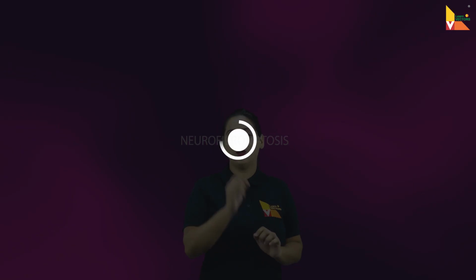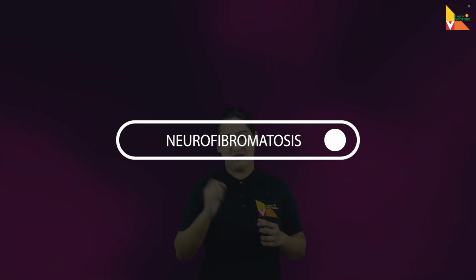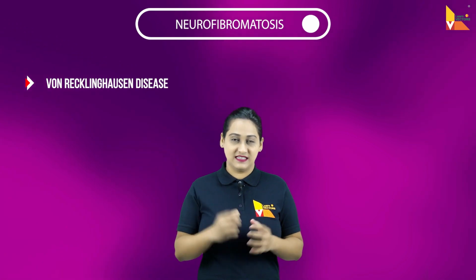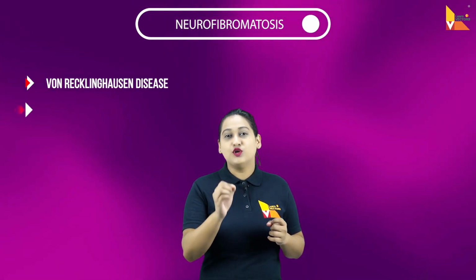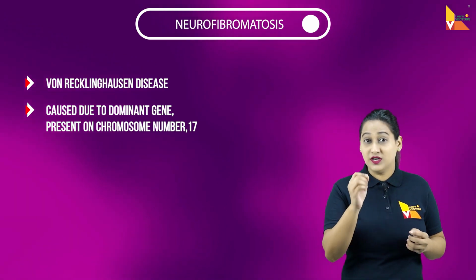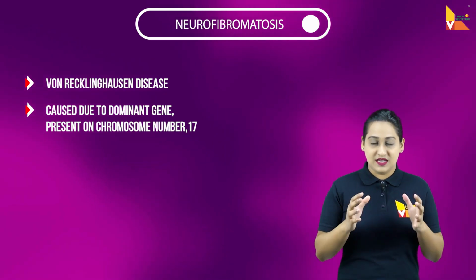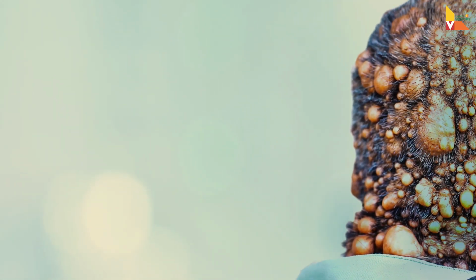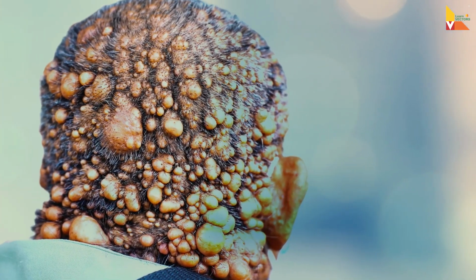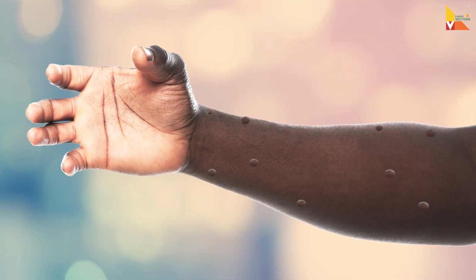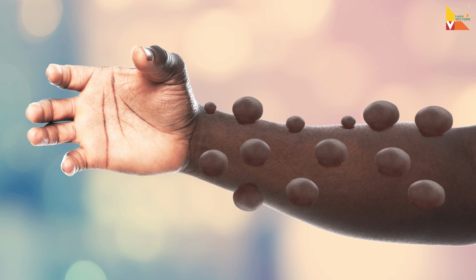The next one is neurofibromatosis, NF. This disease is also called von Recklinghausen disease. This is due to the dominant gene which is present on chromosome number 17. See, basically, when you observe such individuals suffering from NF, you will see that they show a few spots on their body. And these spots may be 10 in number, but later, gradually, these spots increase in number and size.